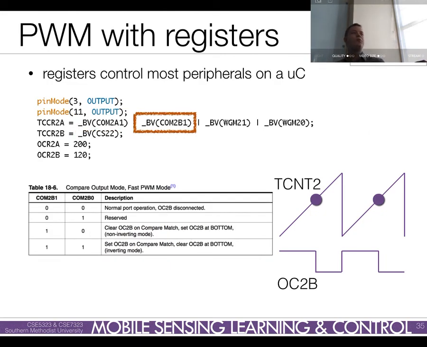Same thing for COM2B1. Here's OC2B. This is another pin that I'm connected to. I'm going to clear OC2B whenever it matches some comparison, and then I'm going to set it when I'm at the bottom of the counter. So set, clear, set, clear, set, clear.